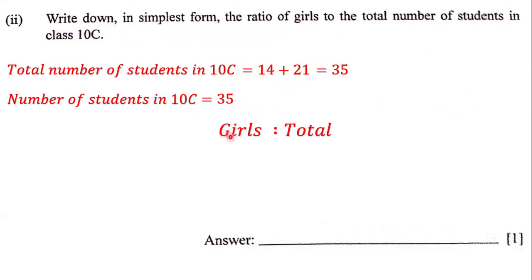Okay, so we have girls and then total. What is the girls? Well, the girls is going to be 21. There are 21 girls. What is the total? Well, the total is 35 students. So it's 21 to 35. And so what we're going to do here is divide both sides by 7. So 21 divided by 7 gives us 3, and 35 divided by 7 gives us 5. And so that means that the ratio of girls to total number of students is 3 to 5. And so the answer here is definitely 3 to 5.